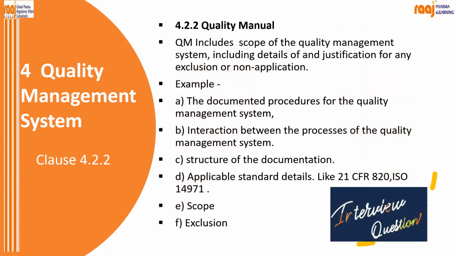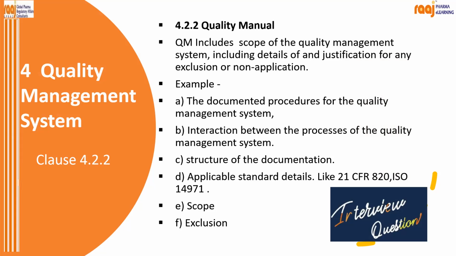Then come to quality manual. So quality manual includes the scope of the quality management system, including details of and justification for any exclusion or non-application. Here in the quality manual, it is very important to write exclusion and inclusion criteria, right? Suppose in some cases, design and development is excluded because some people are contract manufacturers. So they get the design from the customer, right? So they don't have to invent the wheel, they don't fall into the design and development category. So in such cases, you can straight say that this clause is excluded.